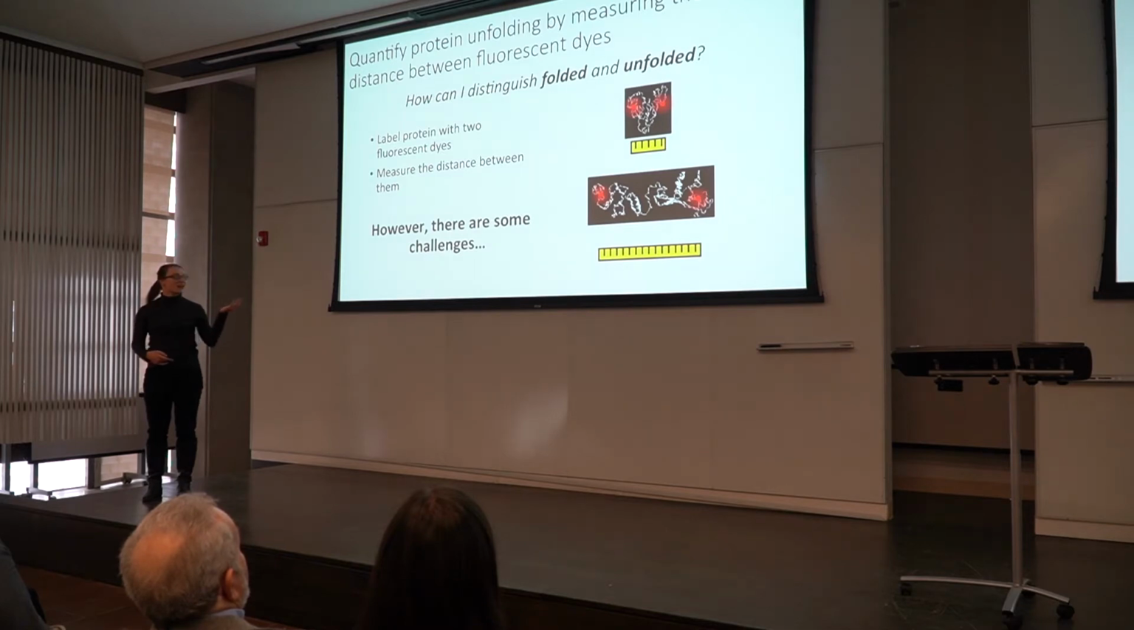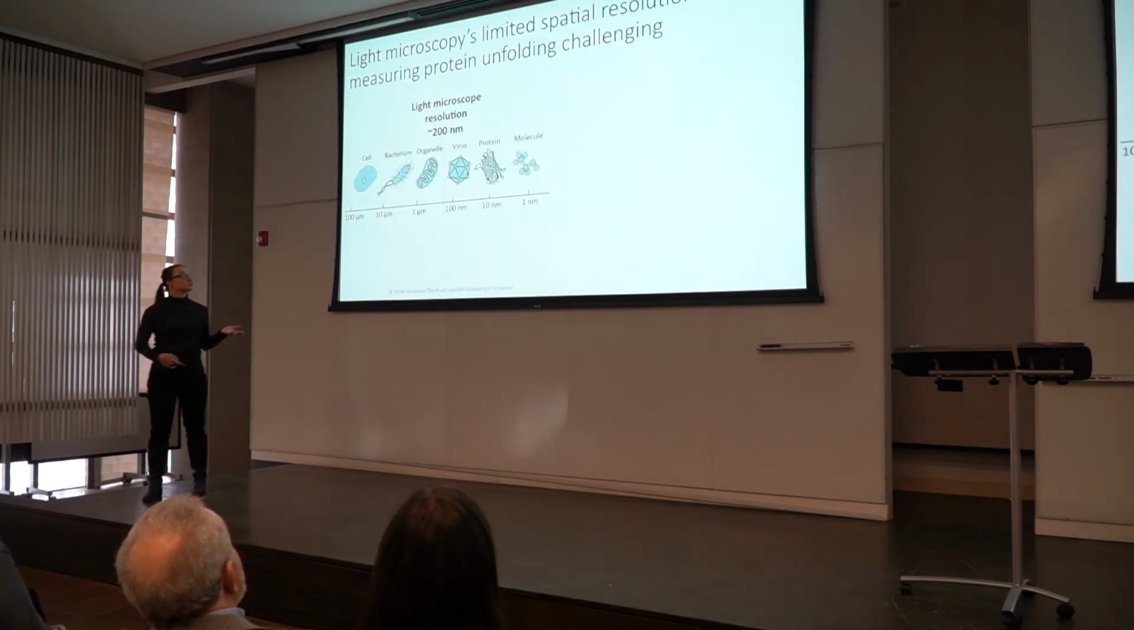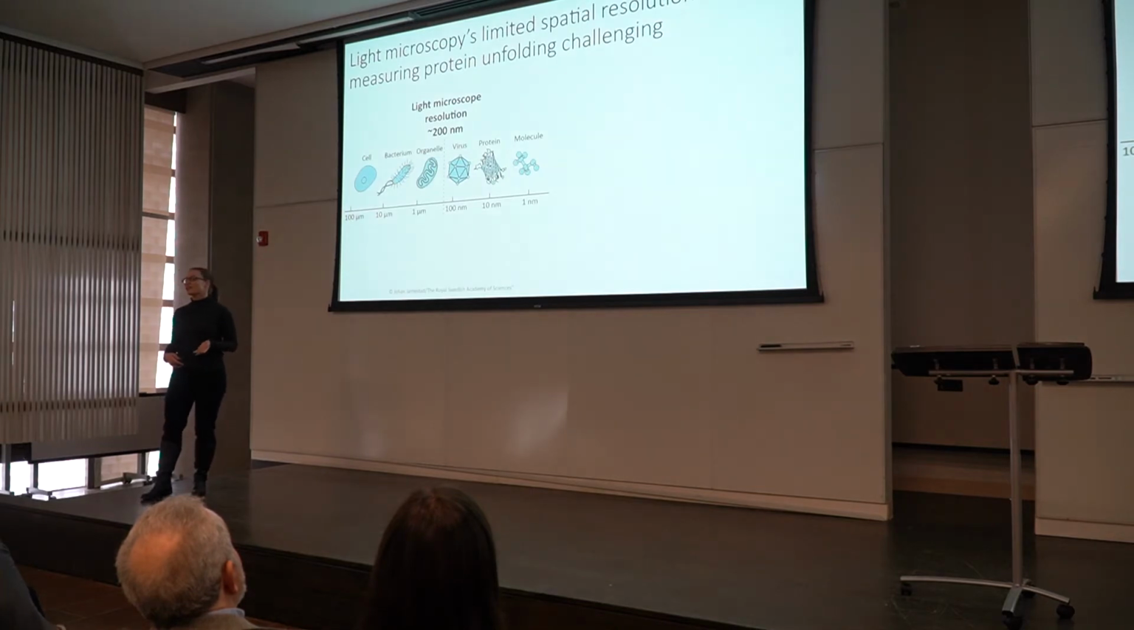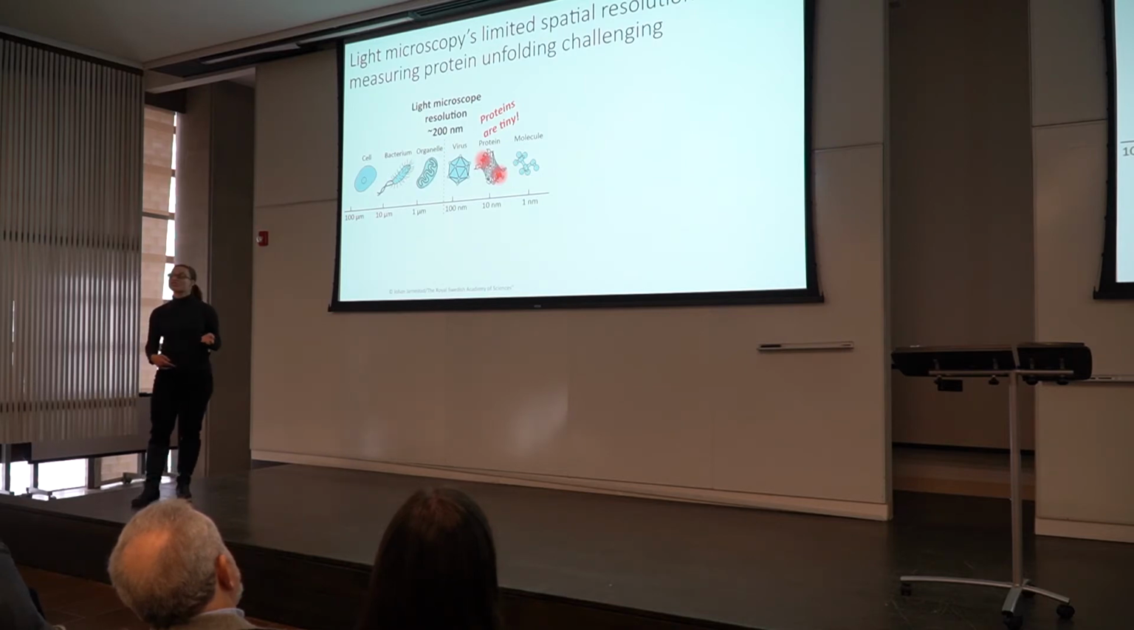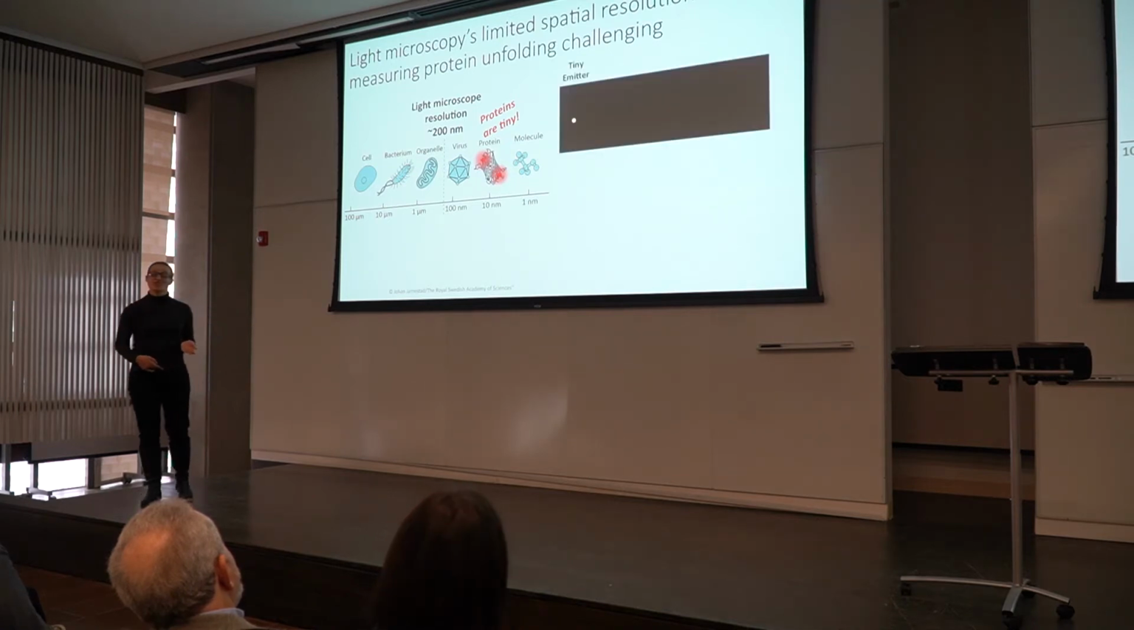However, this method of solving this problem is a bit complicated due to the fact that light microscopy is limited to a resolution of about 200 nanometers. Now, while that is much smaller than most cells in our bodies, proteins are really tiny, and they're even smaller. And so if you're trying to distinguish two emitters that are on that tiny protein, it becomes difficult with this resolution limit.